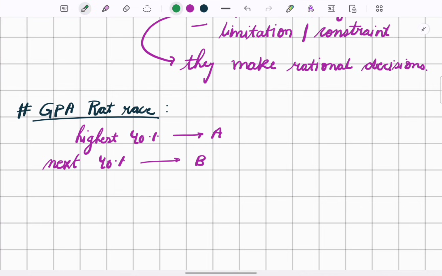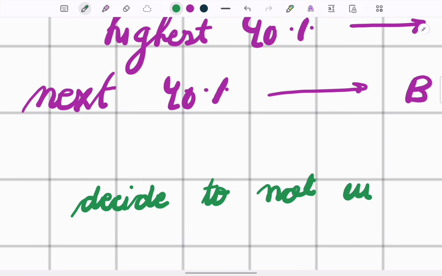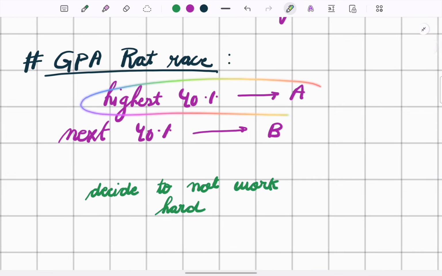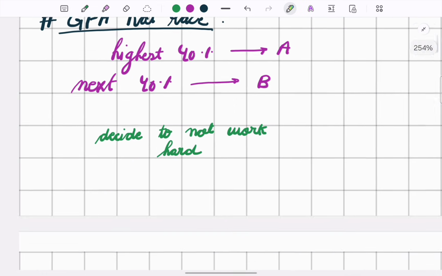So to achieve a good outcome, they all decide to not work hard, because by not working hard, they can achieve the same outcome of getting a grade A without having to work too hard and compete with each other, right? But is this collective decision of not working hard sustainable, or is it the equilibrium? Let us see.